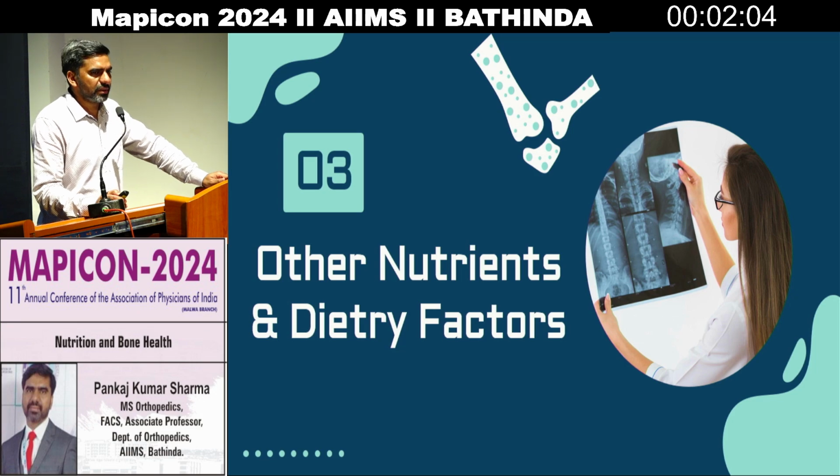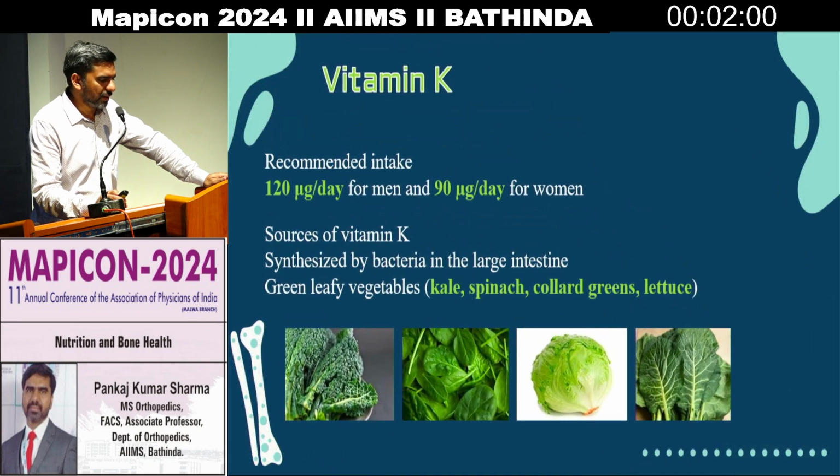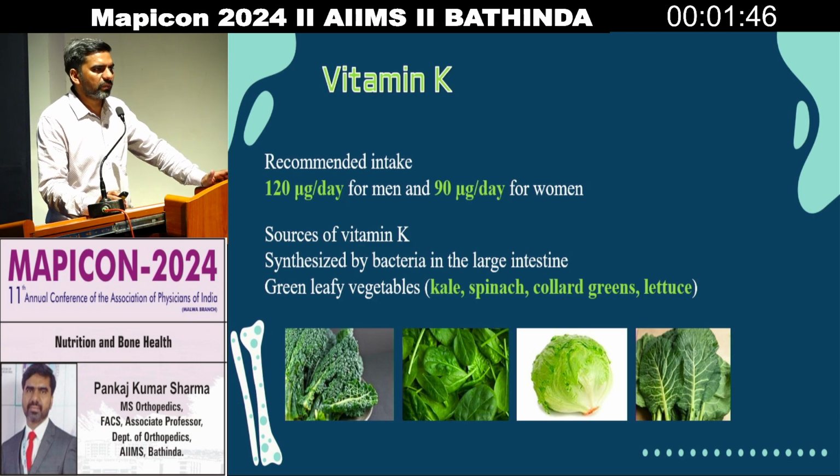Then other nutrition, the most common being calcium and vitamin D, and other nutrition which also affects bone health, like vitamin K. The dose is 120 micrograms per day for men and 90 micrograms per day for women. It acts as an enzyme, used in the body for the different metabolic activity of the absorption of vitamin D and calcium and other things. We can easily get vitamin K from green leafy vegetables, spinach, collard greens, lettuce, and scallions. These are very easily available in India also.